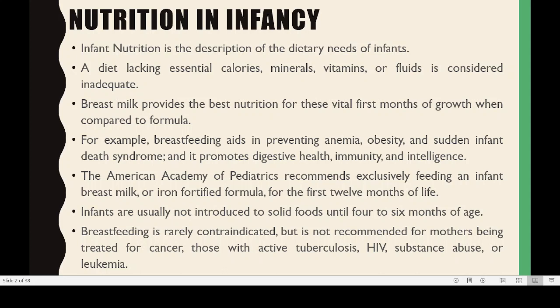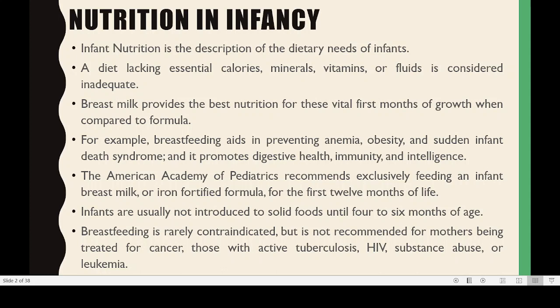Infancy means early age. The period from when the baby is born to 3 years, that period is known by the name infancy. So infant nutrition is the description of dietary needs of infants. Infant simply means babies. That is the meaning of the word infants.